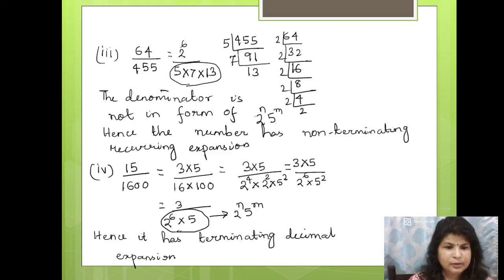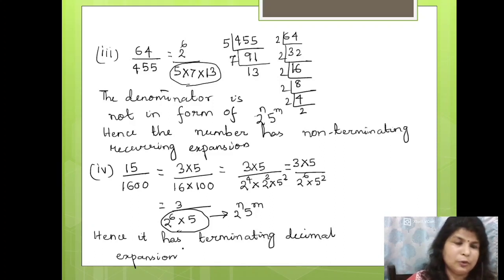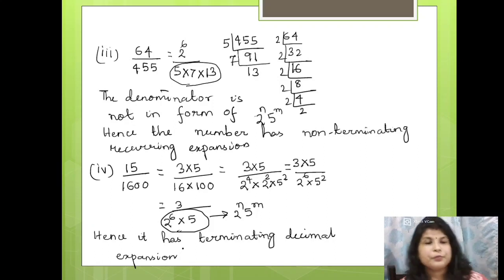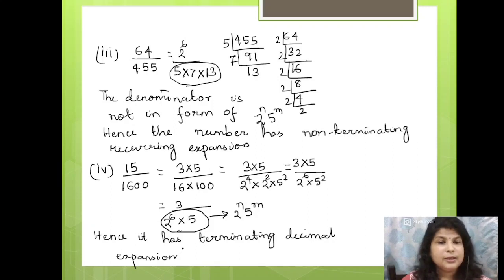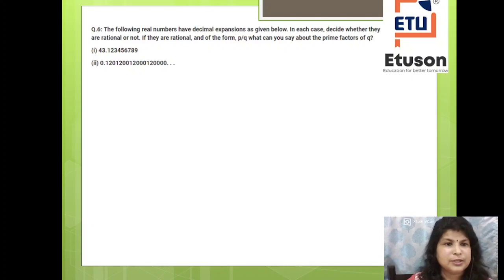Correct, children? Okay. So now you have understood how, without going for the long division method, just by finding out how q is expressed in terms of prime factors, you can find out whether the rational number will end up with a terminating decimal or a non-terminating decimal. Correct? So now we will go to the next question.